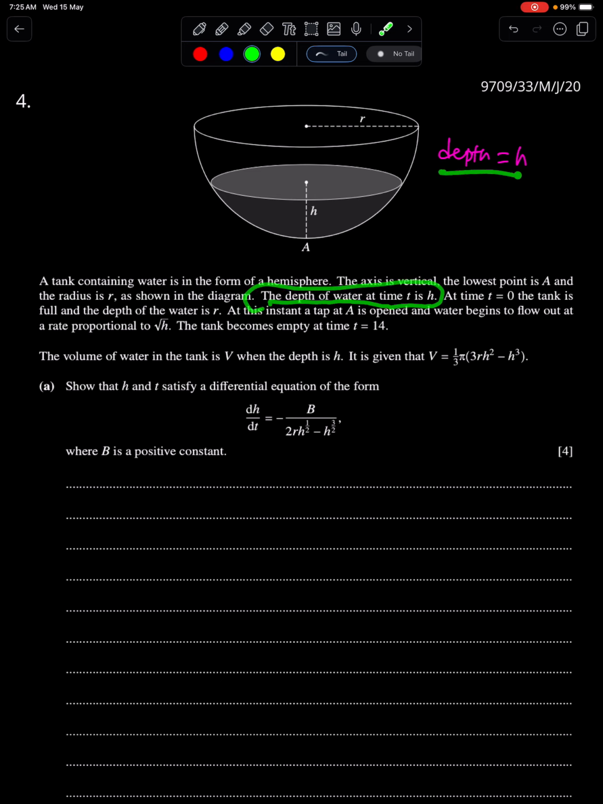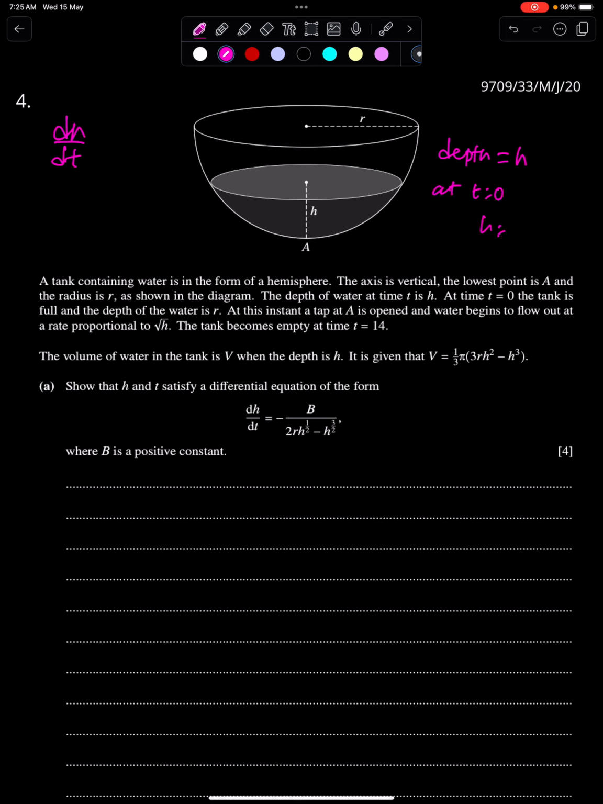This means depth is h, and depth is variable, dh upon dt. It changes with respect to time. At time t0, the tank is full. This means at t0, the depth is r. Full means this, and this is the radius. Depth is h and it is r, because if this is r, then this must be r.